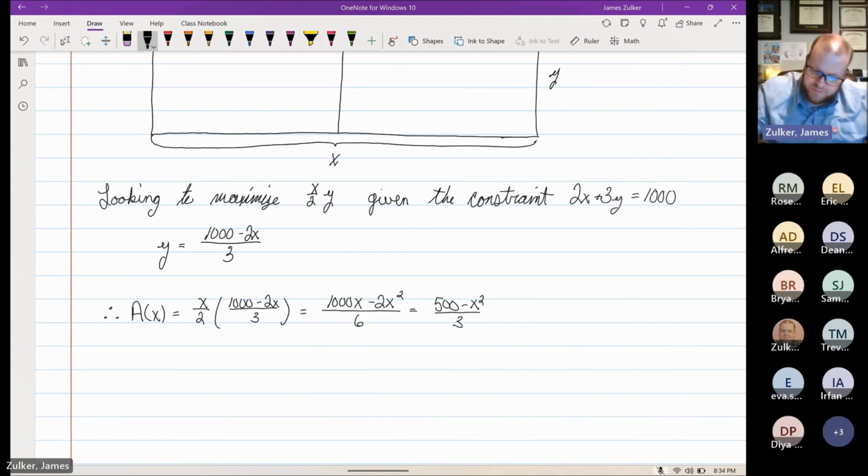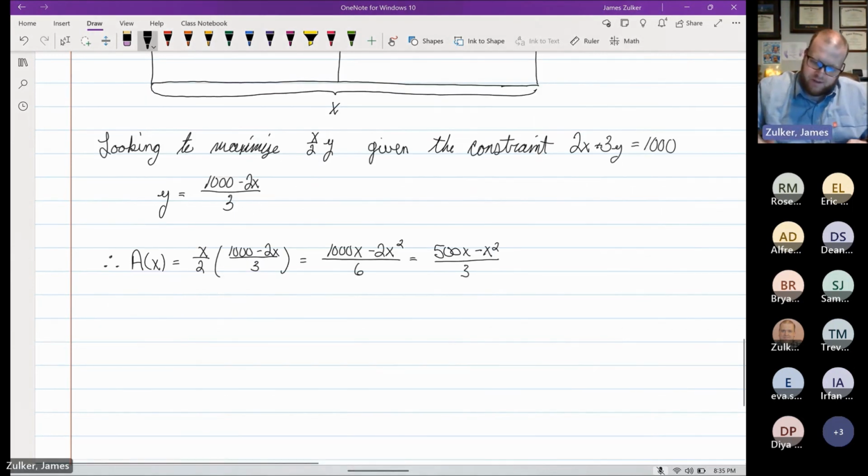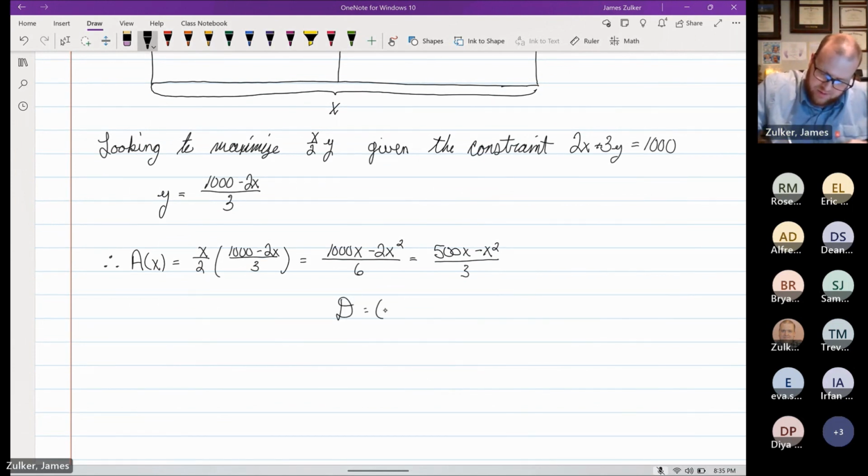For 500, oops, should be 500x, all over 3. Feasible domain. Well, again, x is measuring a length, so it has to be positive. And what is the maximum it can go up to?